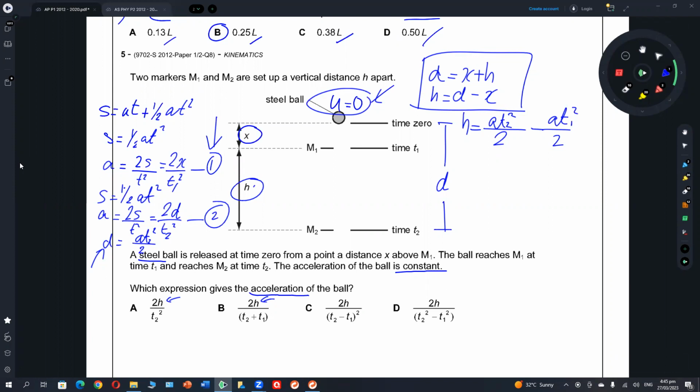Now I'm here. Can I take H common? Sorry, can I take A common? Yes, A can be taken out. And what about 2? That can also be common. I reach here. Now, 2H.